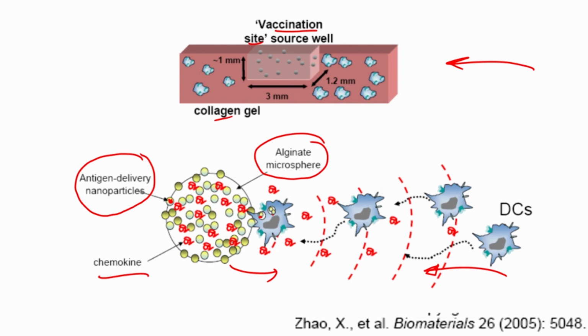So basically what you are doing is you are creating a depot where all this interaction is happening. Rather than moving around and finding your target through the whole body, you have given that job to the immune system, that this is where you have to come and get activated. And depending on how large and how fast degrading this is, this can stay there for quite a bit of time and continue to activate the immunity against the antigen that you are using.